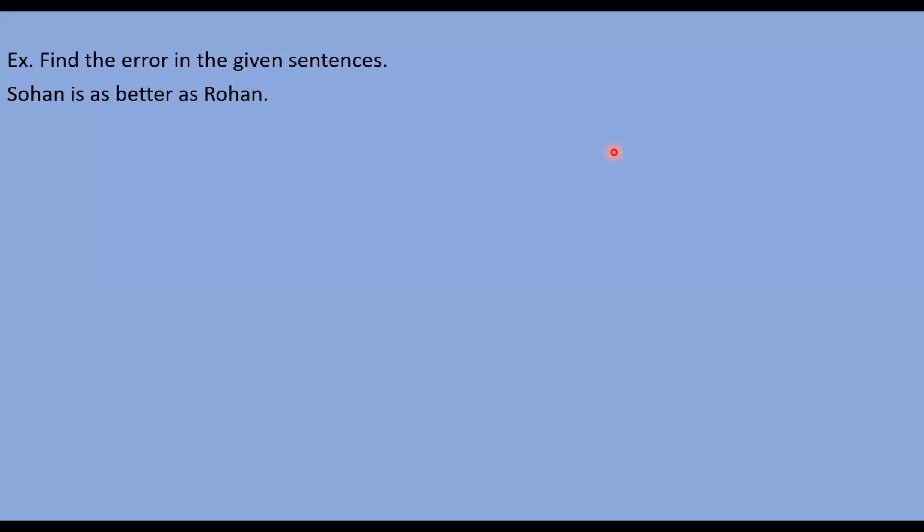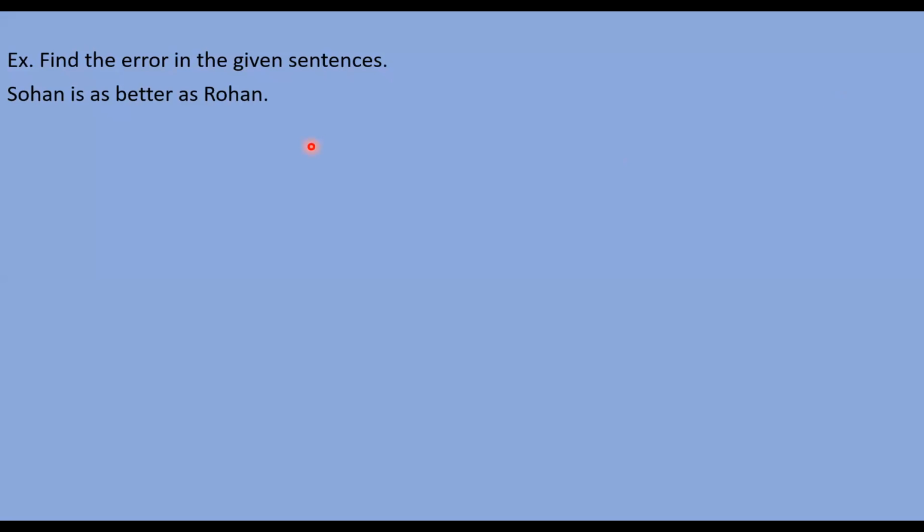Manishita, yes, please. Now you can tell me. Manishita, yes, what is the answer? What is the mistake in first sentence? Sohan is better than Rohan. No, beta, this is not mistake. Okay, I tell you, but you have tried very well. Okay, stop the video.